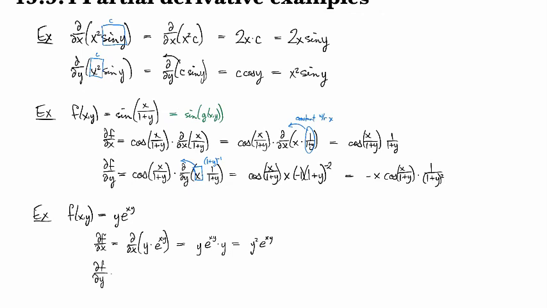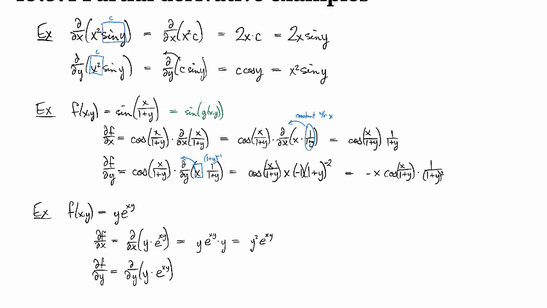And now when we go to do it with respect to y, we have a product of things, both of which contain y, the variable that we're interested in. So now we have to use the product rule. So we're going to have d dy of y times e to the xy plus y times d dy of e to the xy.